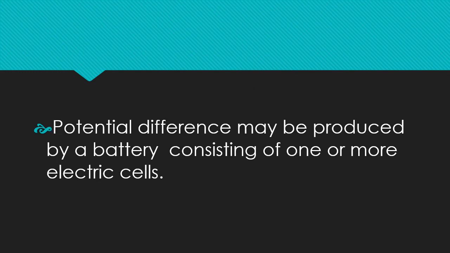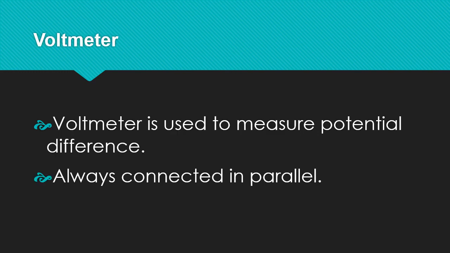Electric potential difference may be produced by a battery consisting of one or more electric cells. Voltmeter is an instrument used to measure potential difference. It has high resistance, so it is always connected in parallel across the points between which the potential difference is to be measured.